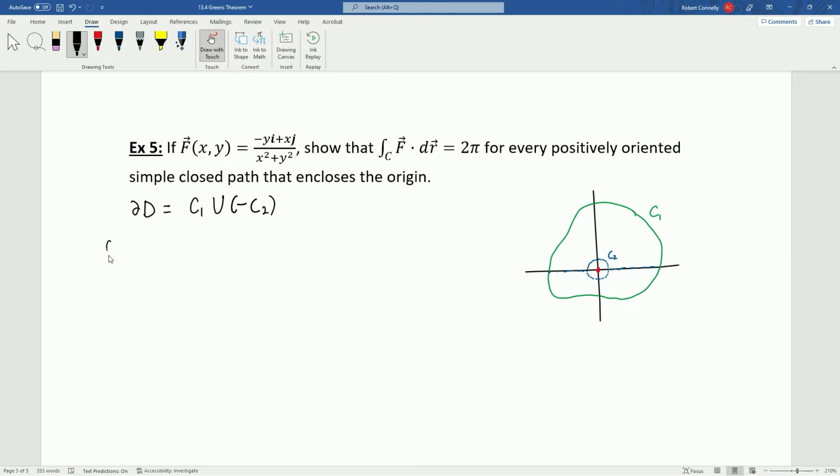So what we want to show is that the integral of F dr, well, we'd like to calculate the integral of F dr over C1, that's our original region, but instead we're going to look at the integral over C, where C is the union of C1 and C2.